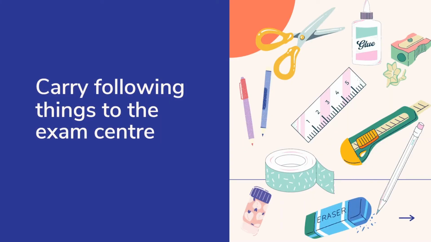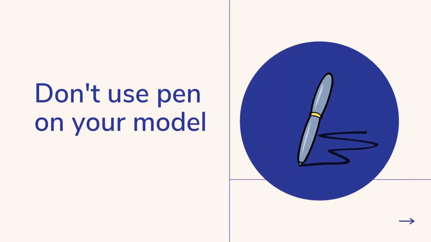Second is carry following things to the exam center. So it's very important you prepare a kit beforehand. So what all things you need to keep in that kit is firstly it's scissors, glue, sharpener, paper cutter, a ruler, pens and pencils, and a transparent tape, that is sellotape, and eraser and a glue. So that's all the things that you can keep in a pouch, but I would prefer to keep it transparent pouch. Next is don't use pen on your model. It's strictly prohibited to use a pen on the model you are preparing.